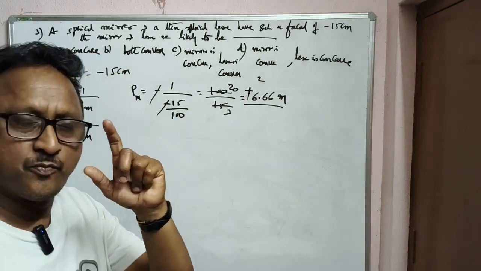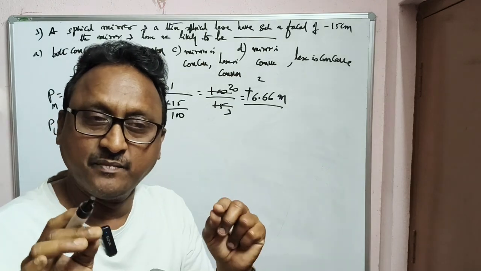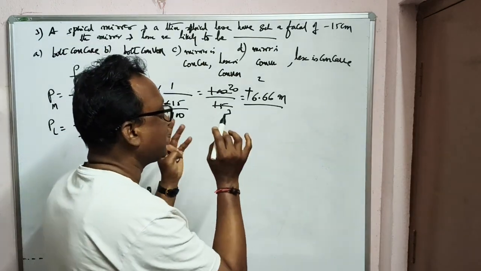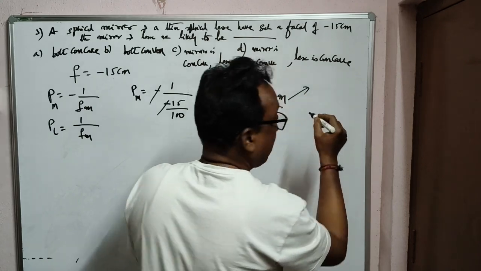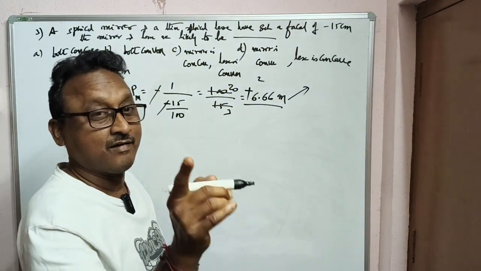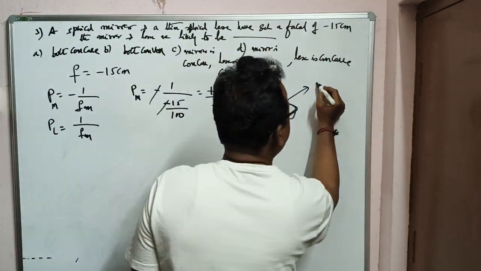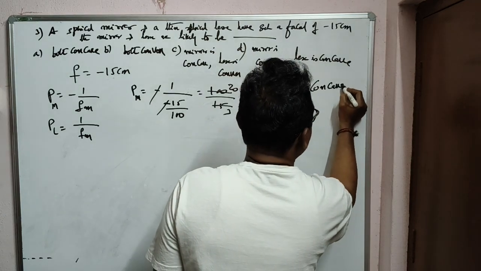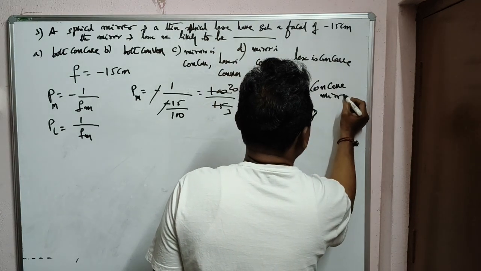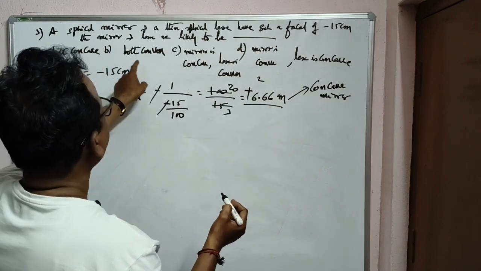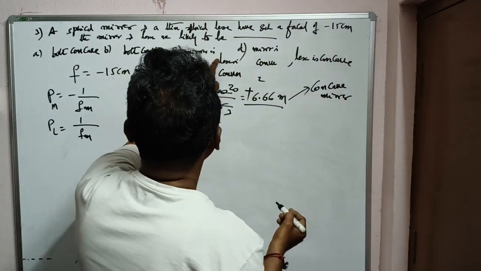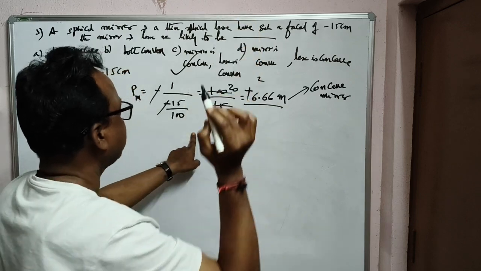When the power is positive, the mirror is converging. Converging means which, concave or convex? Convex is diverging. So this will be a concave mirror, please. You can check the first one: the mirror is concave. One, I got the answer.